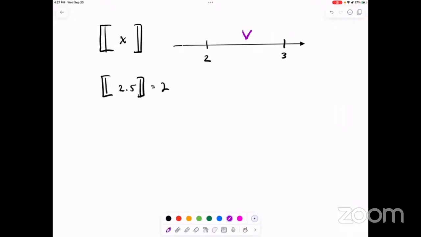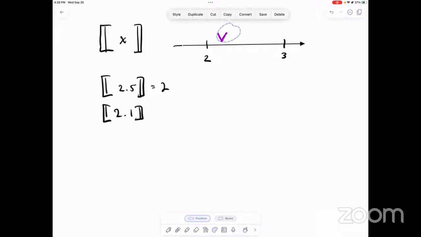Okay. Suppose we did the greatest integer less than or equal to, say we did 2.1. Okay. 2.1 is going to be about here. The integer to the left is 2. So that one is going to be 2. What's the greatest integer less than or equal to 2 itself? Anybody have a guess at this result?